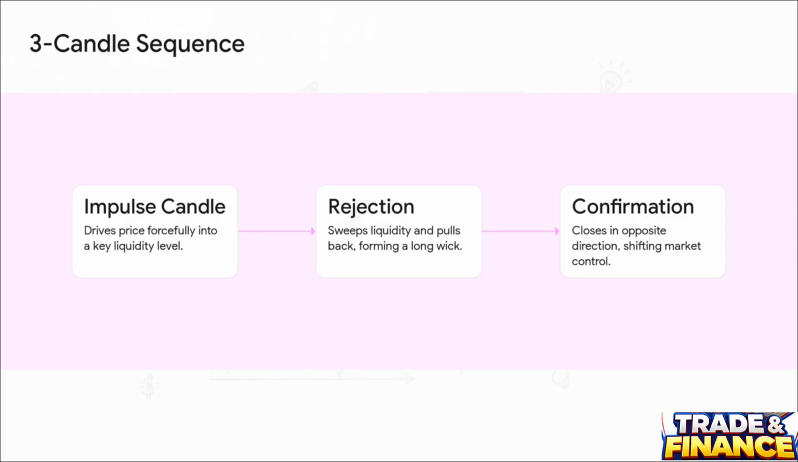This one penetrates the level, executes the liquidity sweep, and then gets absolutely hammered by counterparty pressure to form that long wick. Finally, we need the confirmation candle. This third candle absolutely must close in the opposite direction of the initial impulse. That is what confirms that institutional control has definitively shifted the market state.